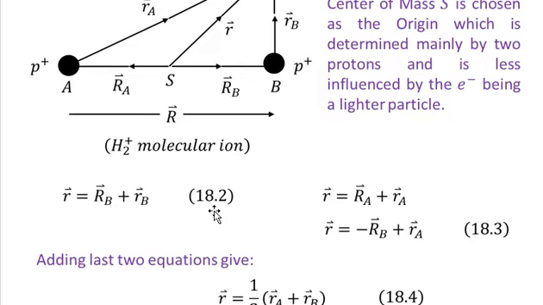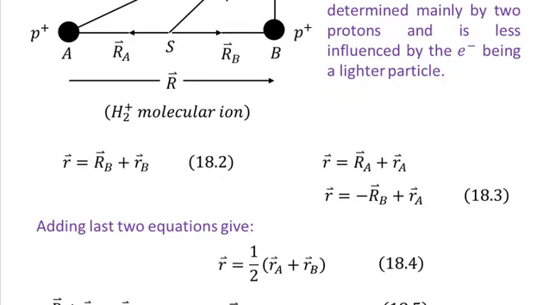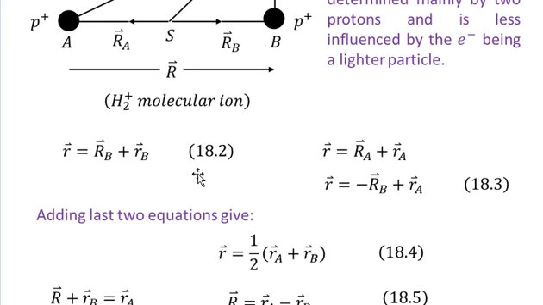Now you see that I have equation number 18.2 and equation number 18.3. I can equate these two equations. So adding the last two equations, you add equation 18.2 to equation 18.3. You have 2r is equal to small ra plus small rb, because minus Rb will be cancelled out with the plus Rb of equation 18.2. So Rb will be eliminated between equation 18.2 and 18.3, and you will be left with small r is equal to half times small ra plus small rb, as shown in equation number 18.4.